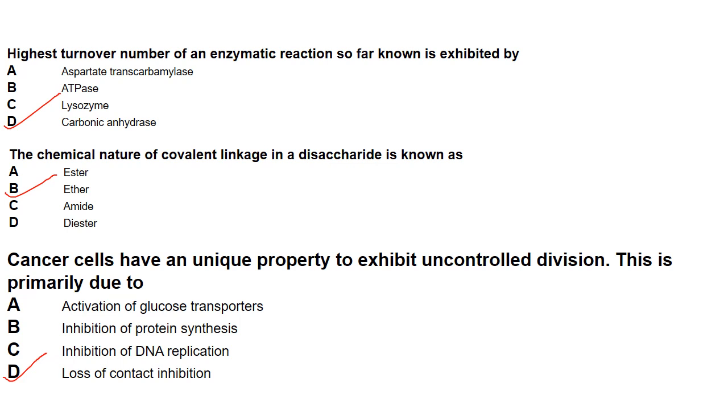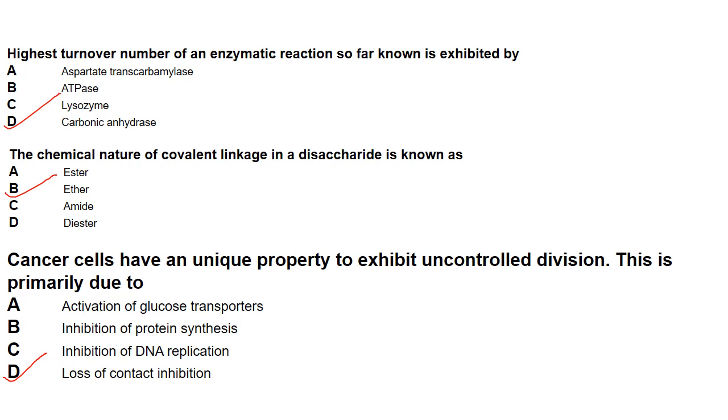Nature of a covalent linkage in disaccharide is known as. So glycosidic linkage is a type of covalent bond that is formed between two carbohydrate molecules and it is of the form R-O-R type, that is R-O-R linkage, and it is an ether linkage.